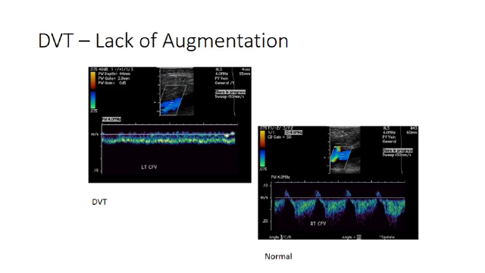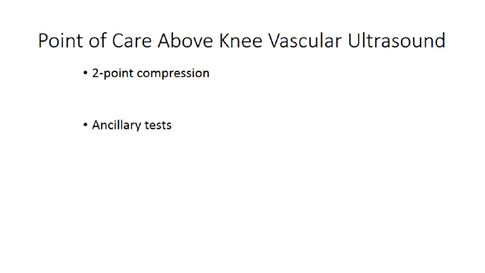Now, this is where we come to the money slide. Point of care above knee vascular ultrasound. So what are we going to teach you and what should you be doing? The most important thing you should be doing is 2-point compression in one limb. The first point of compression is at the femoral vein at the saphenofemoral junction.